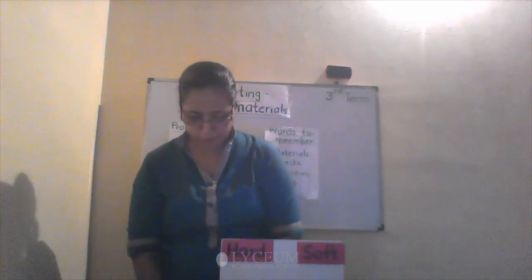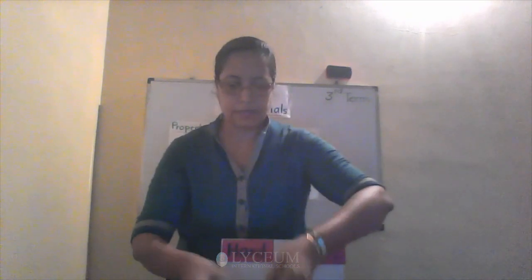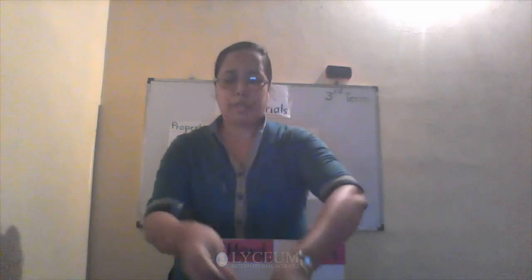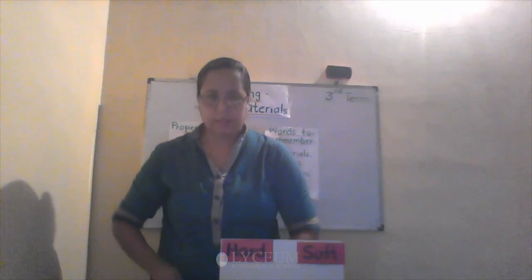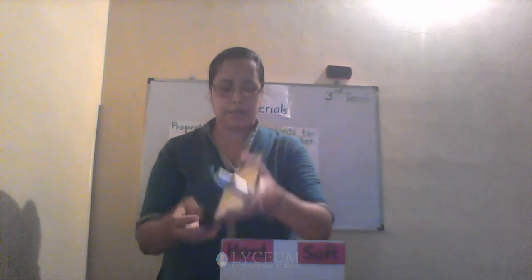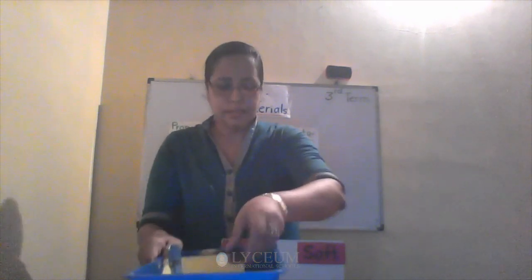The metal fork and the metal spoon, they're hard. So I have to place them over here under hard. I'm going to place them in this blue tray. Then what about the piece of glass? Piece of glass, it's hard. So I have to place it inside this blue tray under hard.